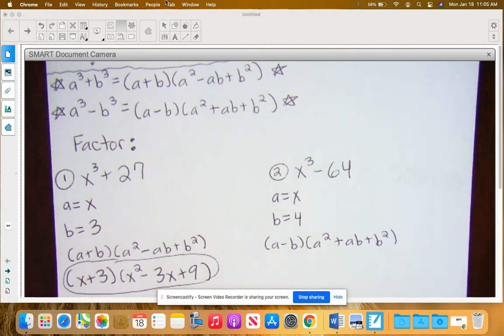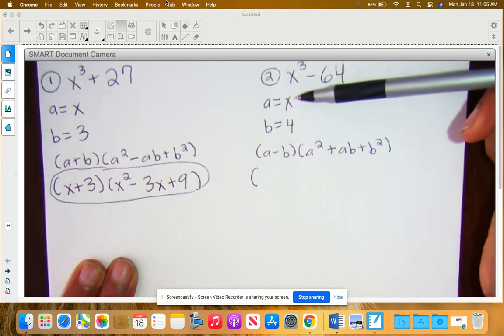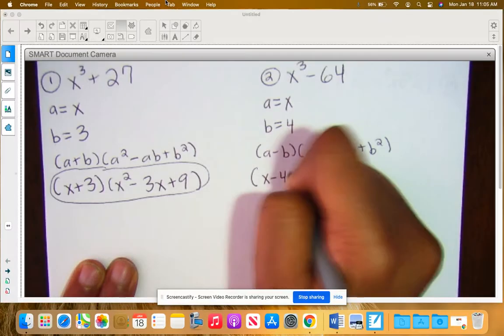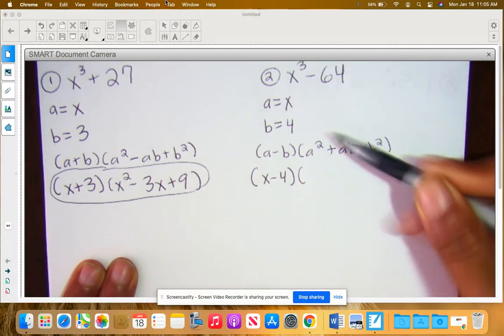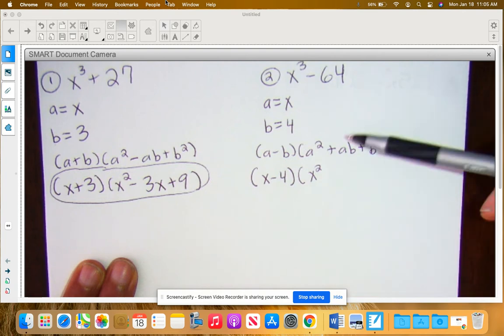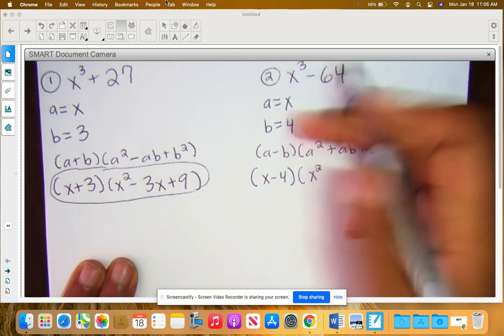And then we're going to plug our A and B in. So it says to do A minus B. So in this case, that's x and 4. So it's going to be x minus 4. The formula says to do A squared. So that's going to be x times x. It says to multiply A times B. So x times 4 is 4x.